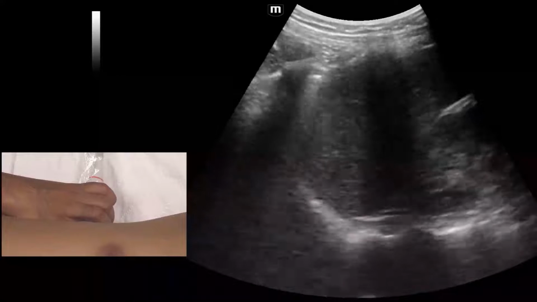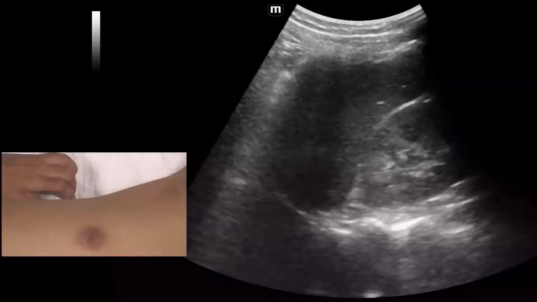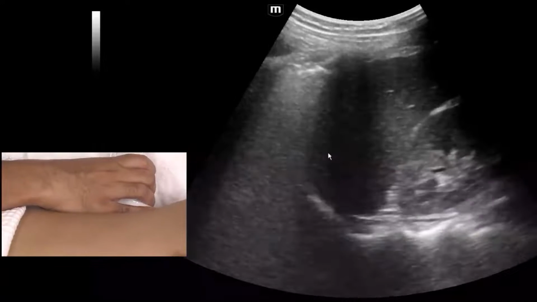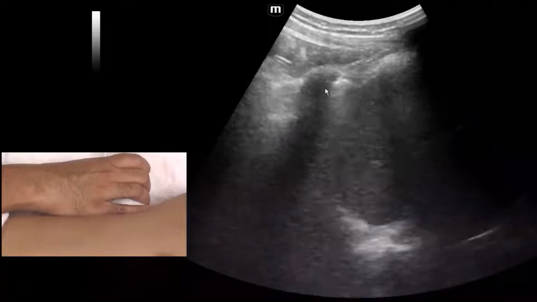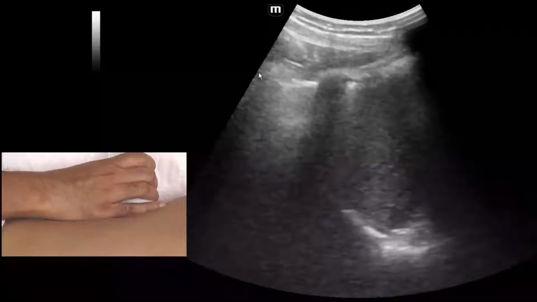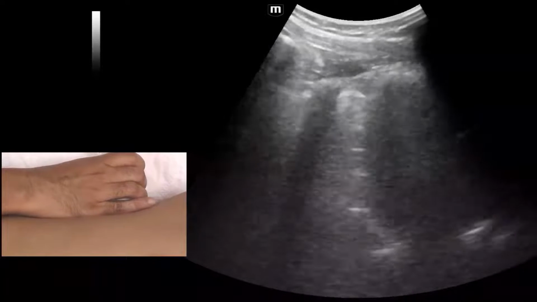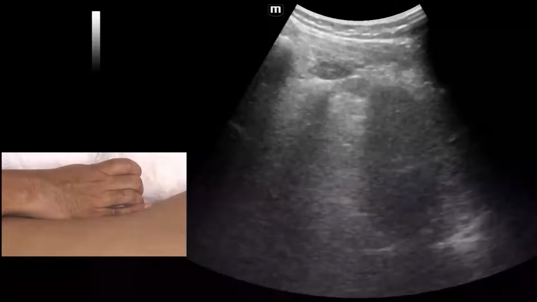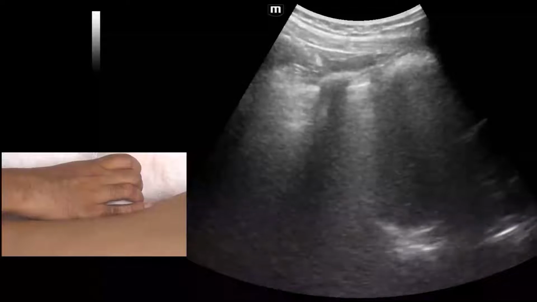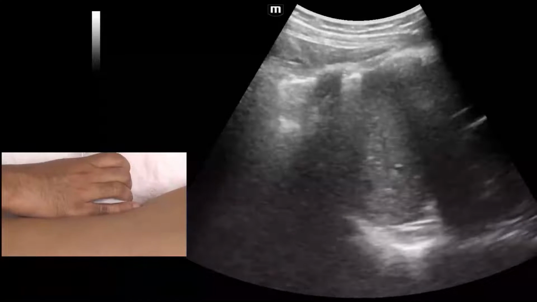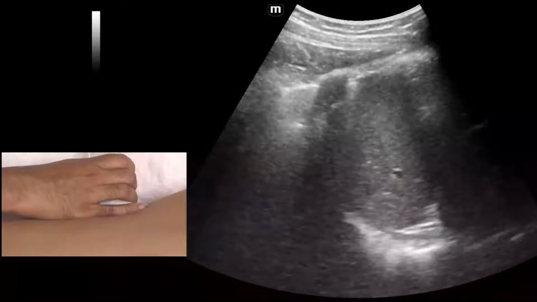It's best to visualize the Morrison's pouch. So that's the liver and the kidney. This is important, and the diaphragm is probably better visualized here on the right compared to the left. And again, this is the sliding sign or the curtain sign, if you like. When we are looking hard for an effusion, if you want to be thorough, you can move the probe further down to the posterior axillary line to rule out a possible effusion or hemothorax.